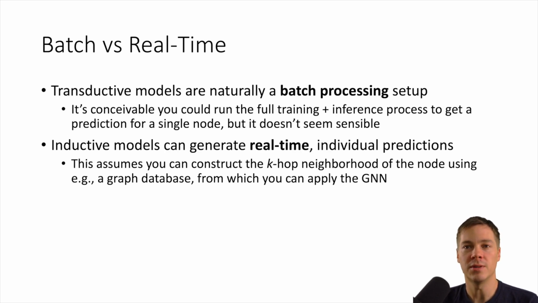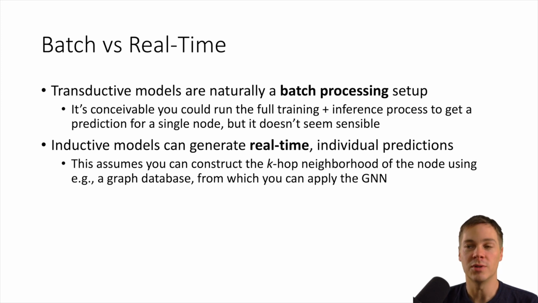Another difference that's a little more subtle between these two is that transductive models are a batch processing setup. You could conceivably run it on a single instance, but really it's set up so that you have a batch of things, a training set, a test set, and you're transferring this information from one set of data to another set of data. Whereas inductive models can conceivably be thought of as being real-time or individual inference requests.